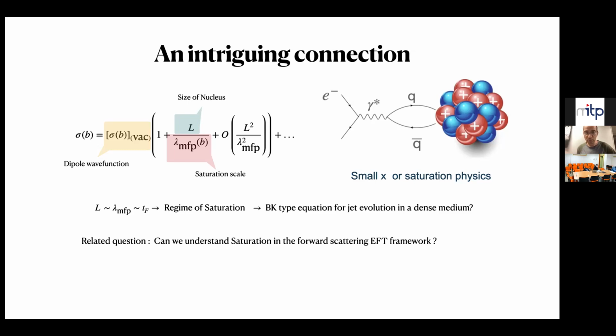So this gives you an important, powerful clue as to where to look, as to how the higher order corrections might look and what evolution equation it might give us. And that would be a concrete question which I'm addressing. Can you actually derive a BK type equation for jet evolution in heavy ion collisions for the case of a dense medium?